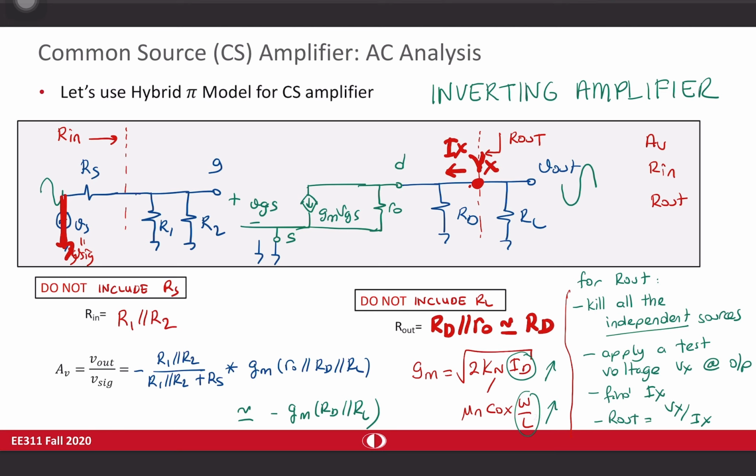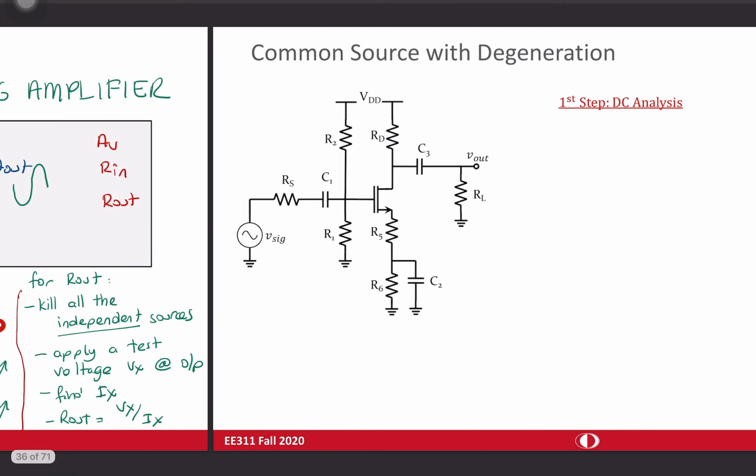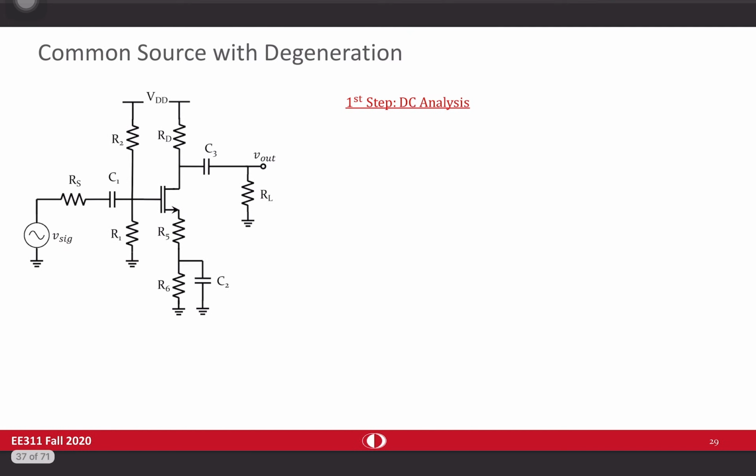So let's work on another single transistor amplifier, common source with degeneration. In fact, in the previous structure, we used this circuit. Let's remember it first so that we can compare them.